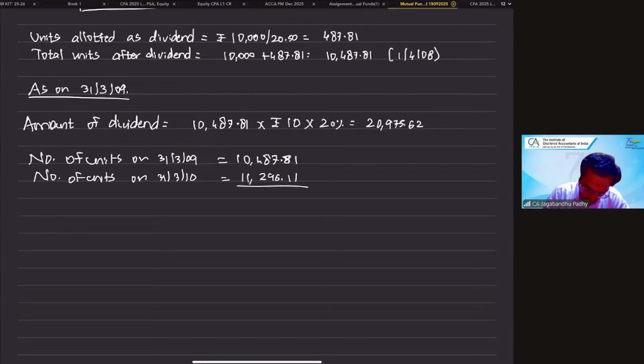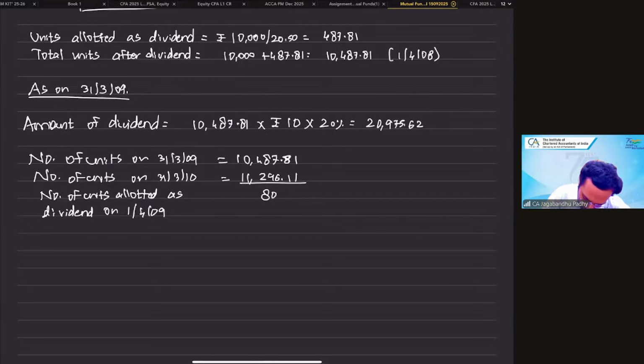11,296.11. So can I say the difference between these two is simply going to be the dividend? This is simply the number of units allotted as dividend on 1/4/2009. So what is the differential?